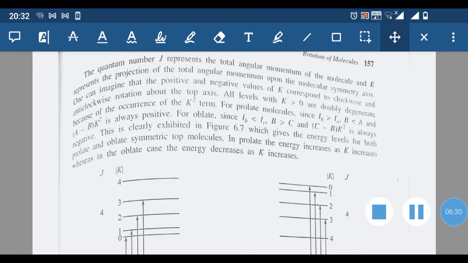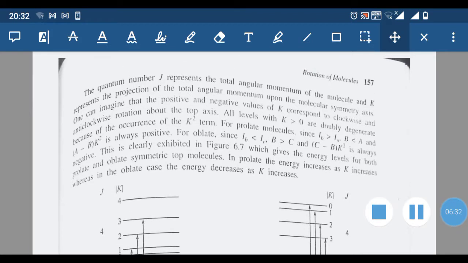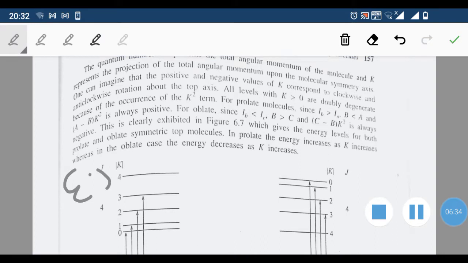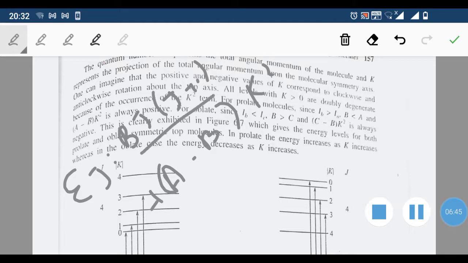In the case of prolate symmetric top molecules, the expression for energy is given by epsilon J equal to BJ(J+1) + (A − B)K². This is the case of prolate symmetric top molecules. B is always a positive constant, A is a positive constant, and B is also a positive constant. So what is the sign of A − B? If it is positive, it will be added to BJ(J+1), and if it is negative, it will be subtracted from BJ(J+1).